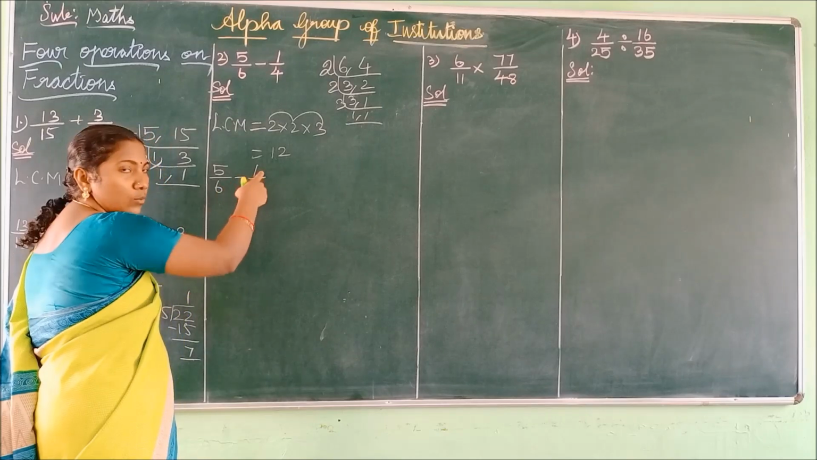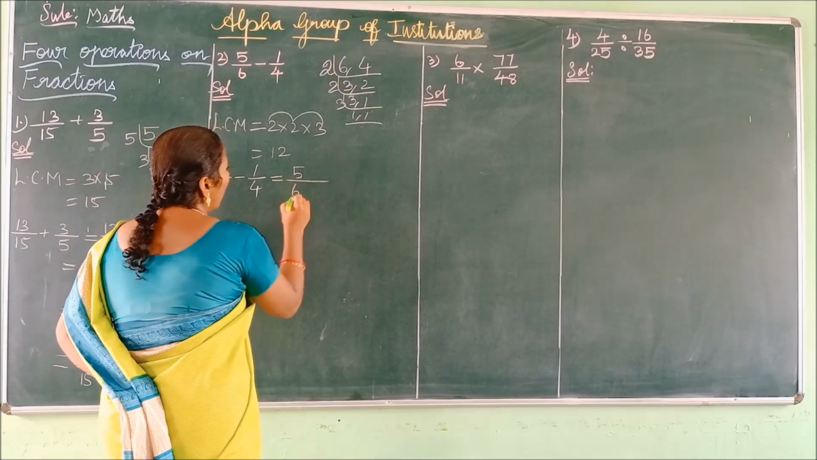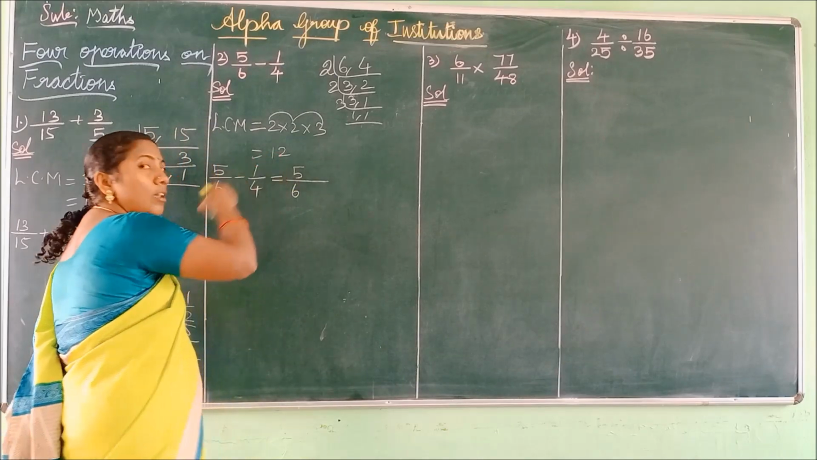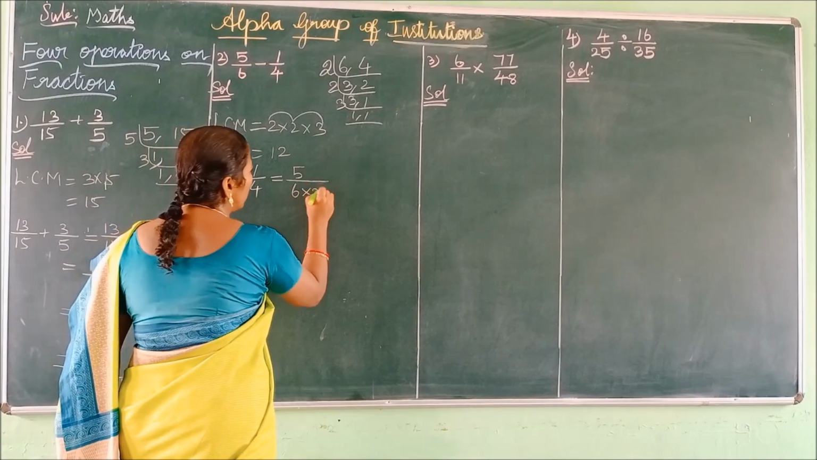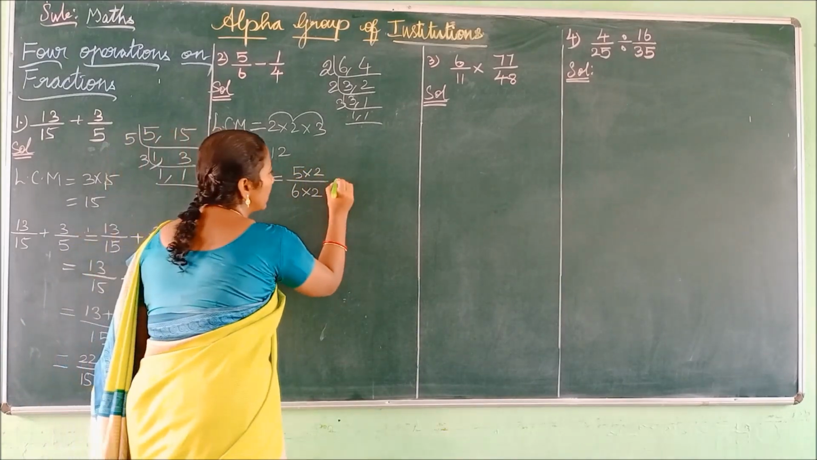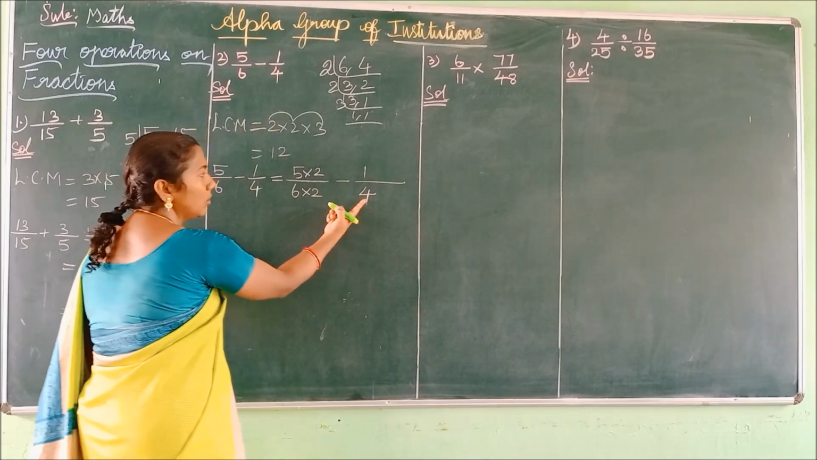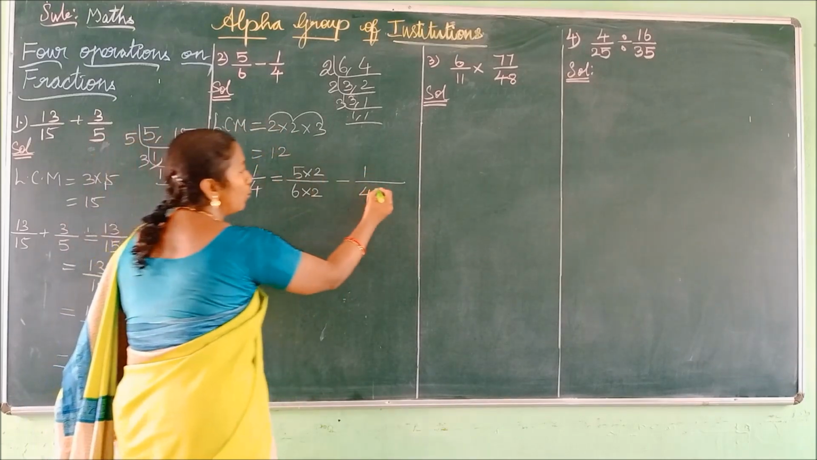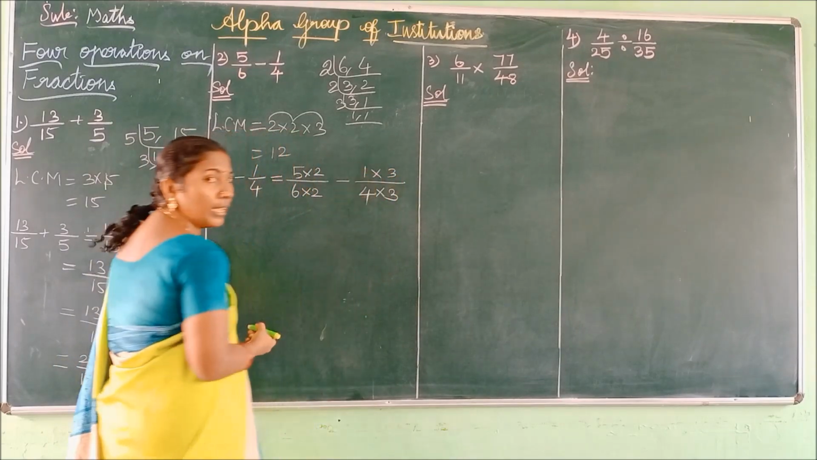5 by 6 minus 1 by 4 is equal to, see here, in order to convert 6 into 12 we have to multiply the 6 by 2. So you have to multiply both denominator as well as numerator by 2 and write the minus sign as it is. Next, write the fraction 1 by 4. In order to convert 4 into 12, we have to multiply it by 3. So multiply both denominator and numerator by 3.